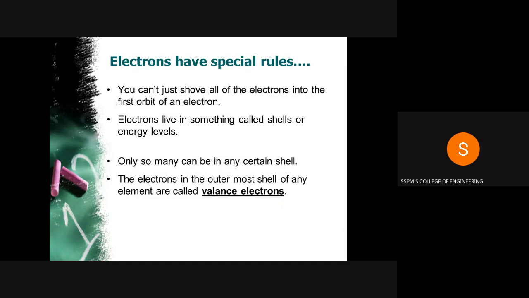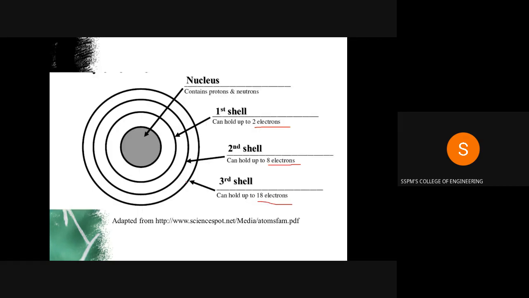Electrons have special rules. You can't put all of the electrons into the first orbital. We cannot fill all electrons in one orbital. So first, as we know, in the first orbital there are only 2 electrons, in the second shell only 8 electrons, and the third shell can hold up to 18 electrons.